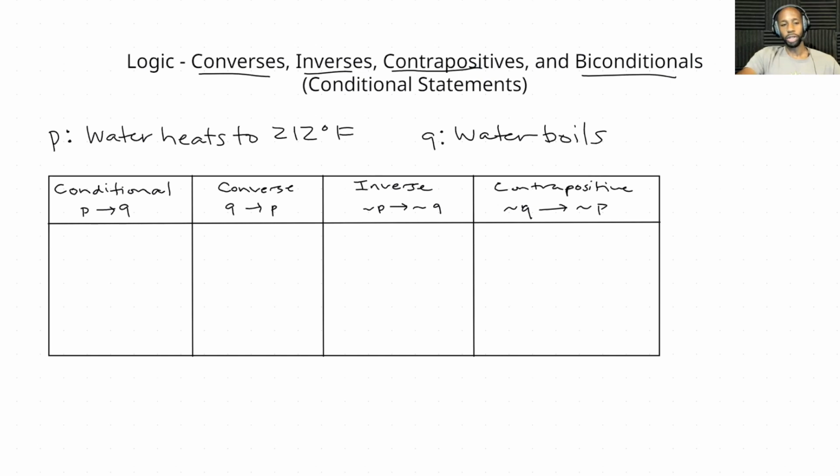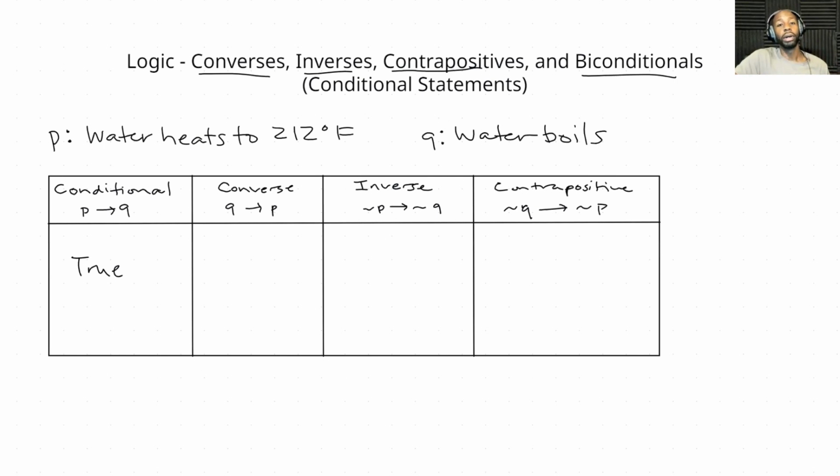Okay. All right. So the conditional statement, if P, then Q. If water heats to 212 degrees Fahrenheit, then water boils. That would be a true statement. Now, the converse is if Q, then P, which is if water boils, then water heats to 212 degrees Fahrenheit. So that could be true, right?